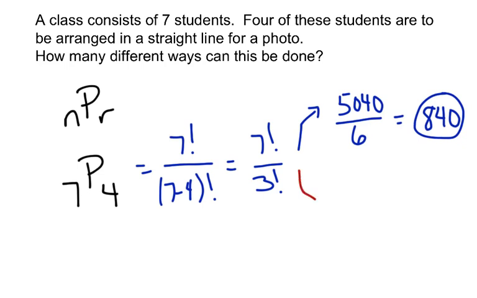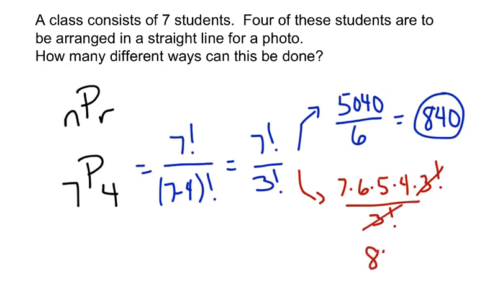The other approach for finishing this up is 7, 6, 5, 4, 3 factorial. That'll cancel with the 3 factorial on the bottom. And then 7 times 6 times 5 times 4 also gives you 840.